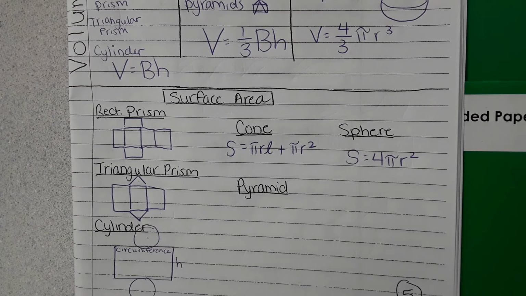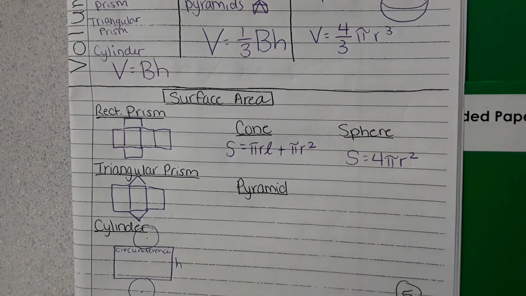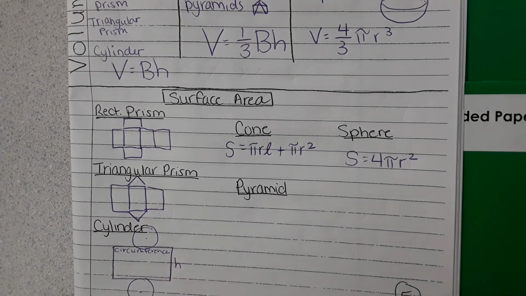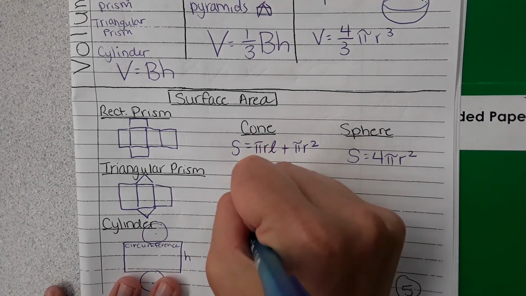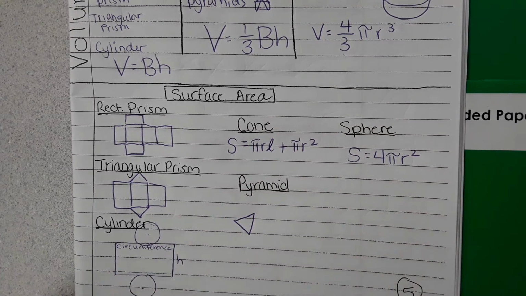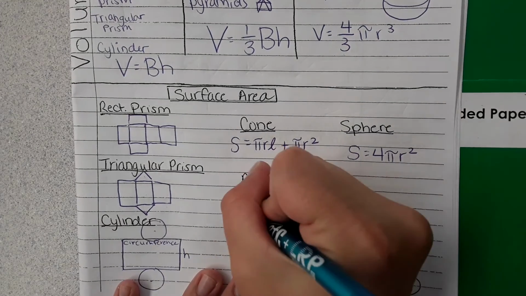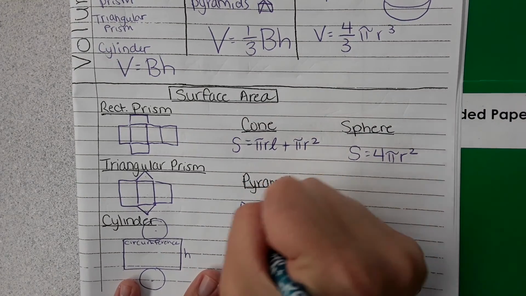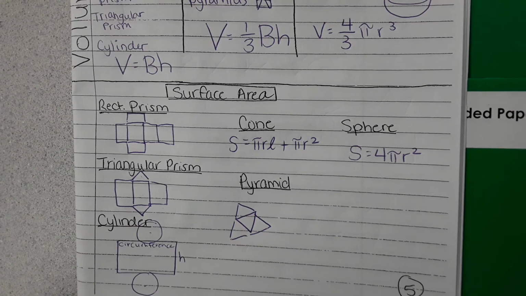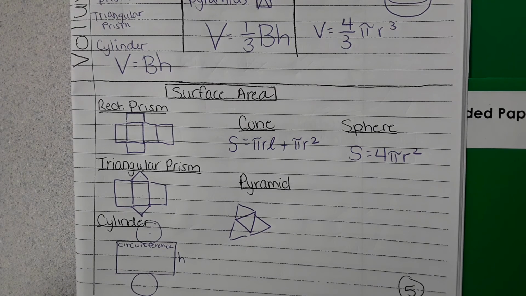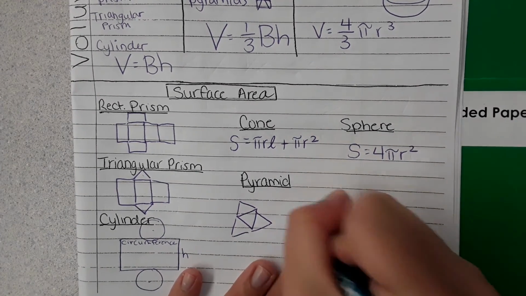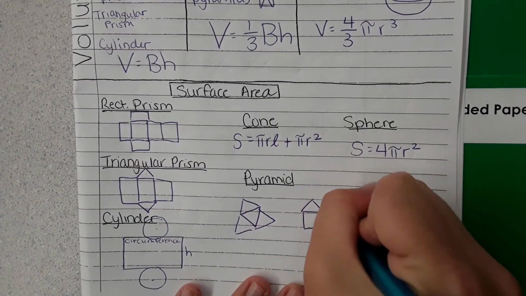And then pyramid, we're going to show a flattened version of a pyramid. If a triangular pyramid has a triangle base, then we're going to start with the triangle base. And then there would be 3 triangles off that base. And if you found the area of all of the triangles, you could add that up to find the surface area. And if you had a square pyramid, it would have a square base with 4 triangles.